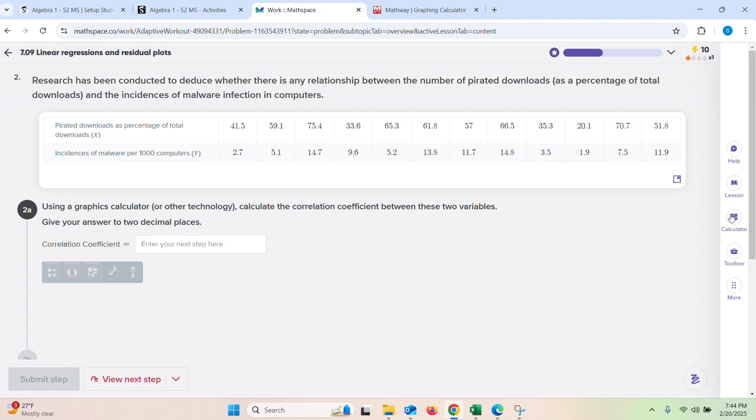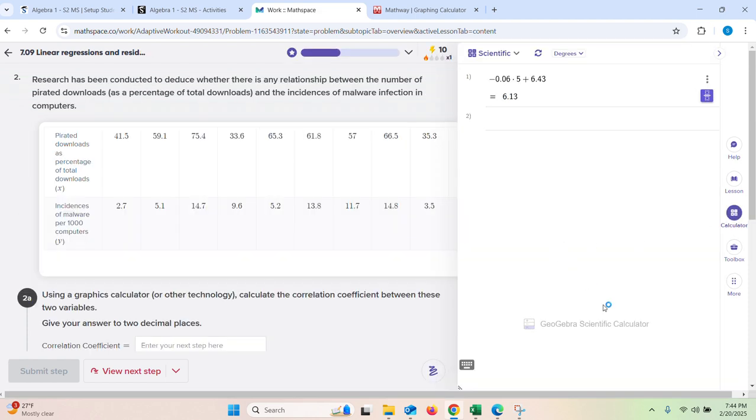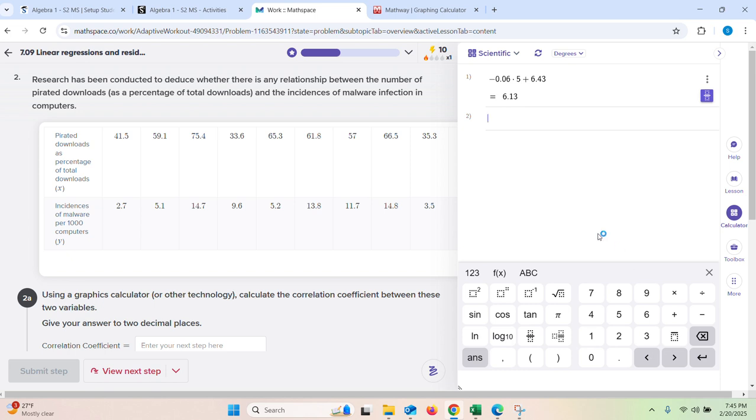Okay, so what you're going to do is you're going to go over to calculator. You're probably just used to this regular calculator and you're like, well, what's over here? But if you go up here and you go down to statistics, that's what linear regression is, statistics.